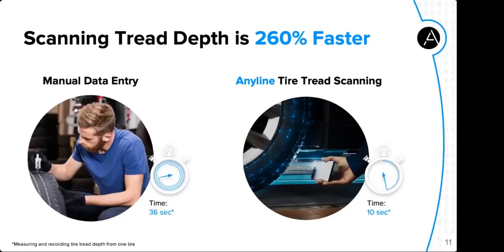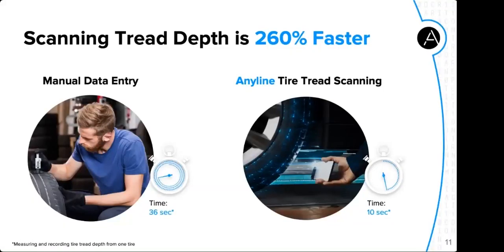So why does the market need a new way of tire tread depth measurement? What you can see here on the slide is a comparison of manual data entry versus the new way with Anyline. With manual data entry, we have seen that it typically takes around half a minute to read the tire tread depth. That not only means the time you actually need with your tire tread measurement tool to get the result. Because of the way those traditional tools are in most cases designed, you also need to manually enter this information into a system.